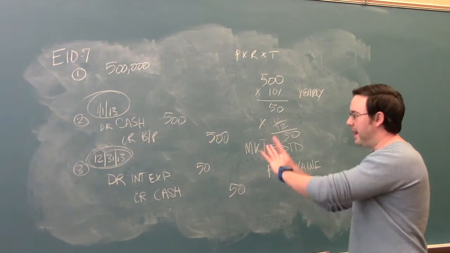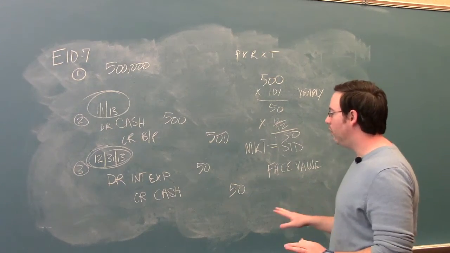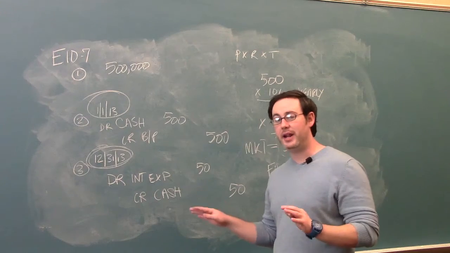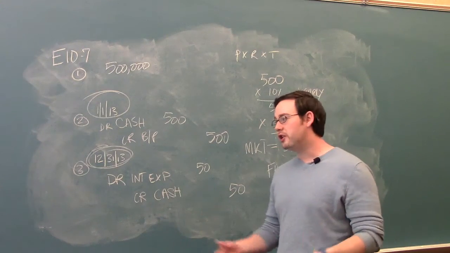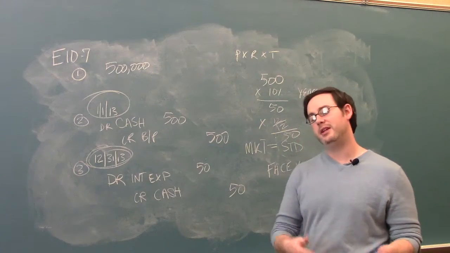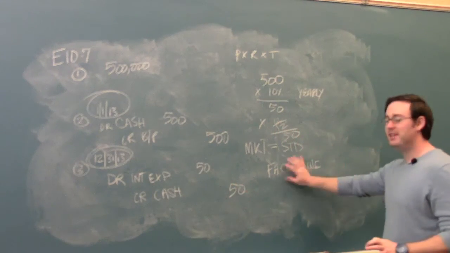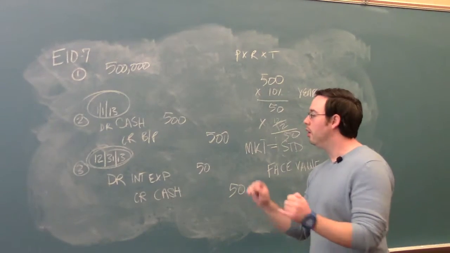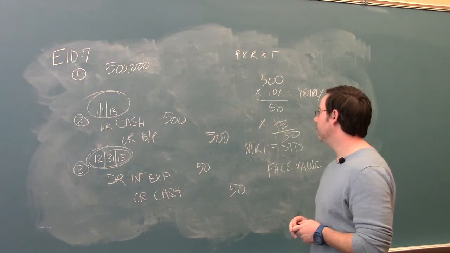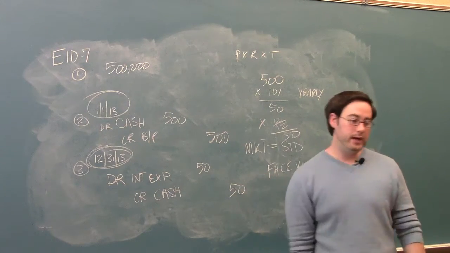These are the basic transactions for recording a bond. We'll deal later on with bond amortization tables, the reduction of discounts, what we call the amortization of discounts, or the amortization or reduction of premiums. But because this bond issued at face value, we don't have a discount or premium to deal with. If you have any questions about E10-7, please feel free to let me know.